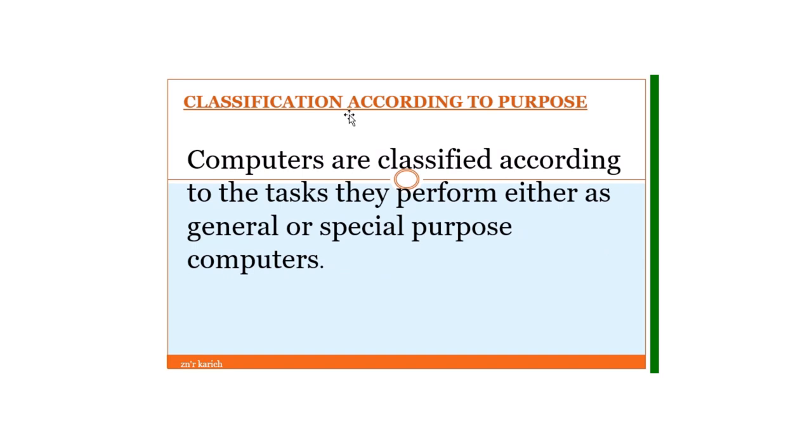Then you have classification according to purpose. Computers are classified according to purpose, that is the task they perform, either general or special purpose computers. The general purpose computers are designed to be able to perform a variety of tasks when loaded with appropriate programs, and they are the most common type of computers used today.